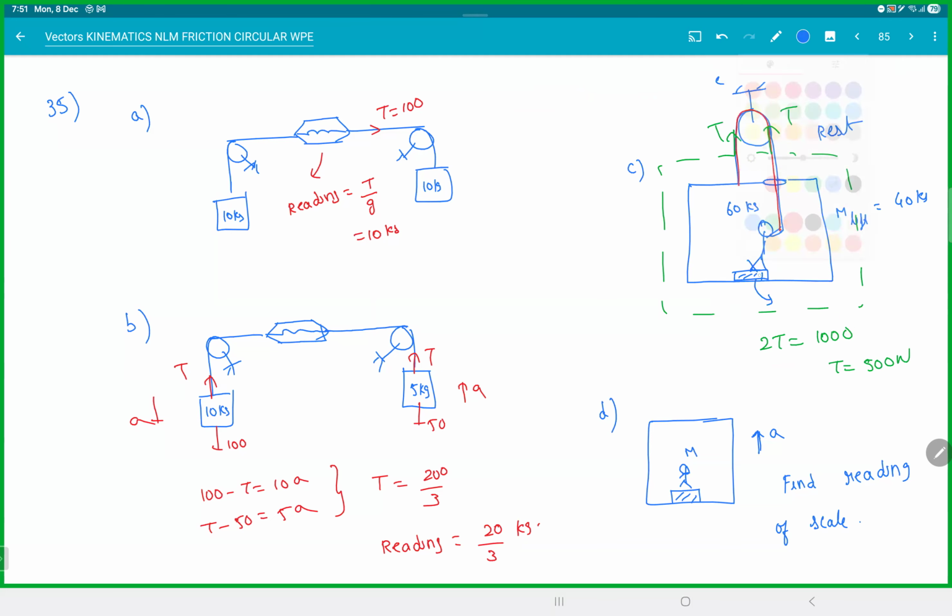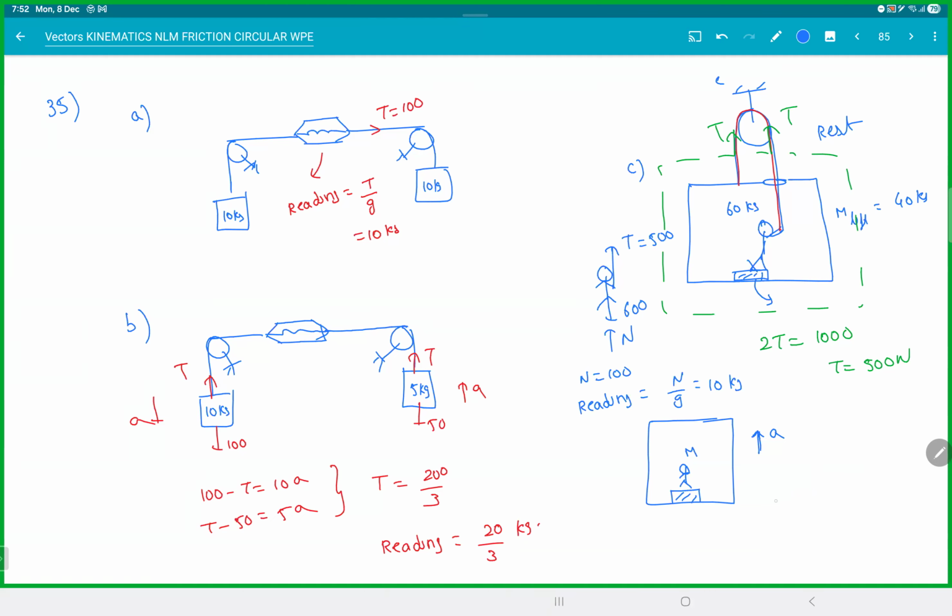Now, if you draw the FBD of this man, the string is pulling him up. His own weight is 600. This is the normal reaction, and this is 500. So we get normal reaction is equal to 100 newtons. So the reading will be, remember, weighing machine will show normal reaction by G. It will show 10 kgs.